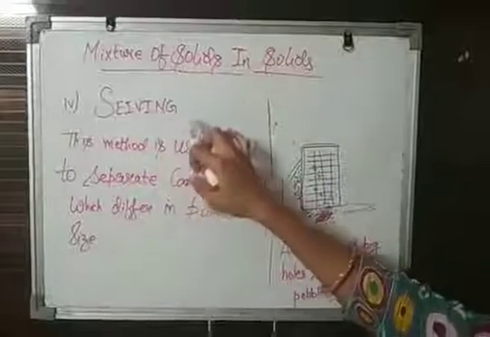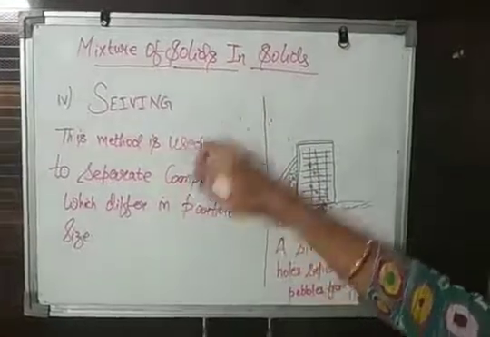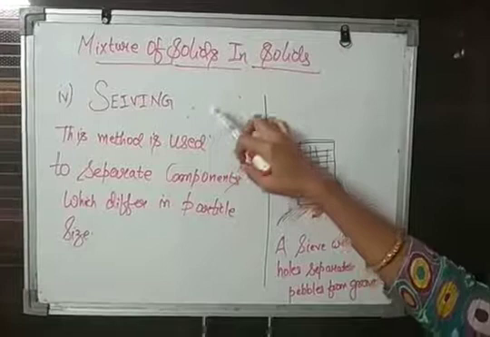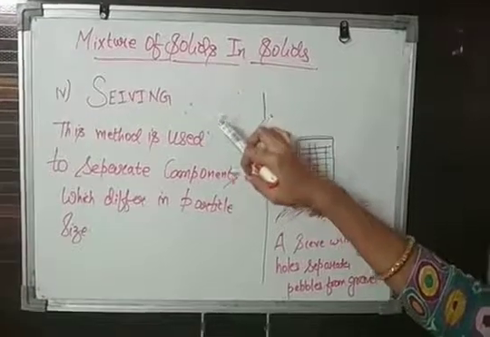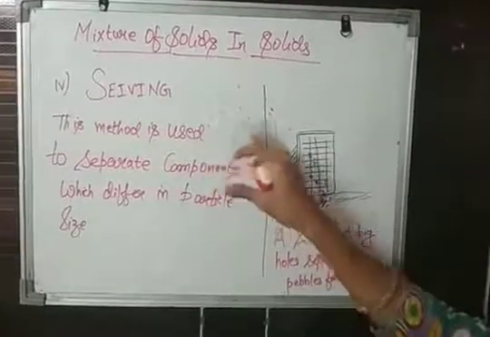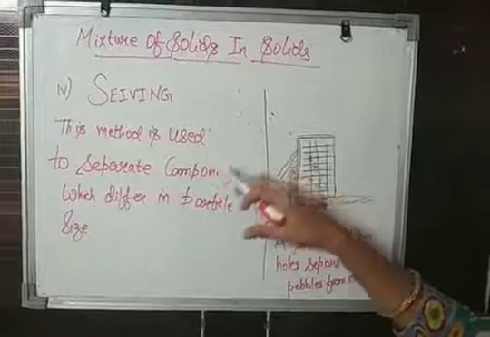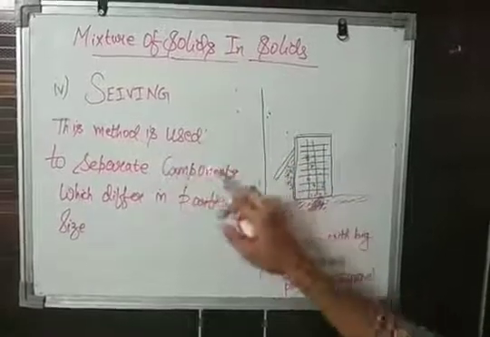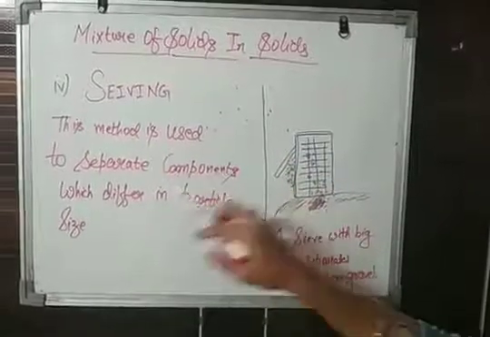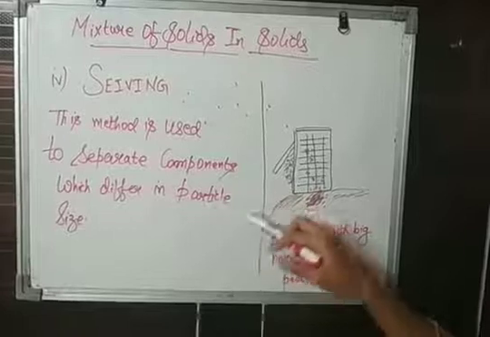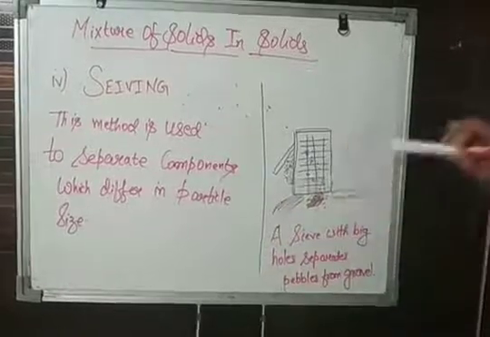The fourth and last method through which you can separate a mixture of solids is sieving. What is sieving? You could say chhanna. This method is used to separate components which differ in particle size. For an example, you could see in the figure.